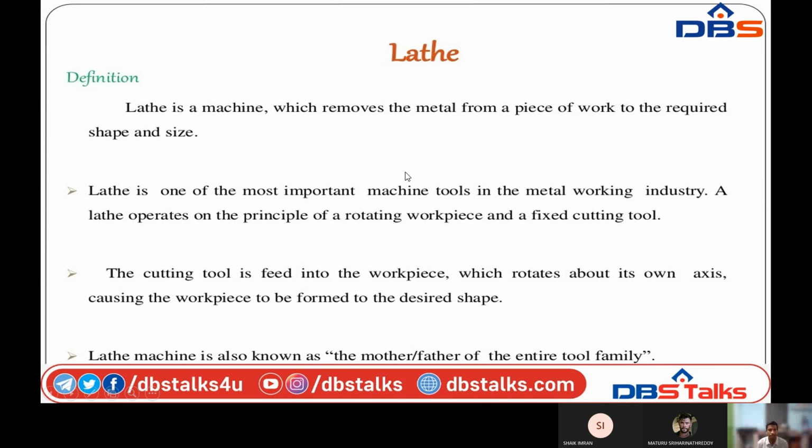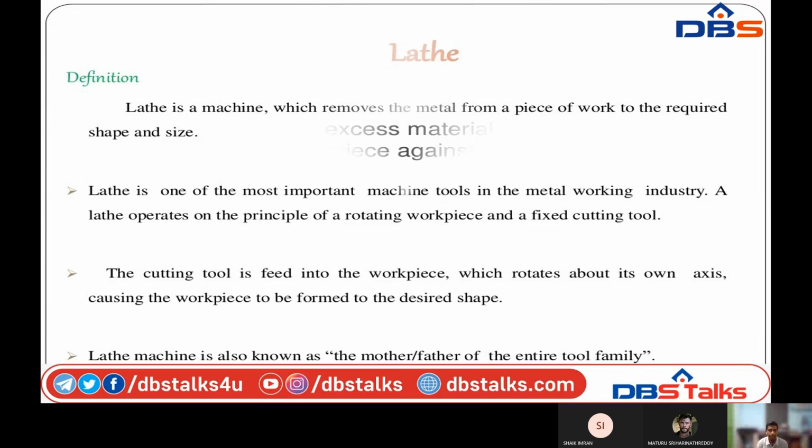Next, the feed will be given. The cutting tool is fed into the workpiece. In this we are giving feed while the workpiece rotates about its own axis. We give feed by using the feed rod in the direction of the cutting tool. It is also known as the mother or father of the entire tool family. The main definition of lathe is removing excess material from the metal workpiece.